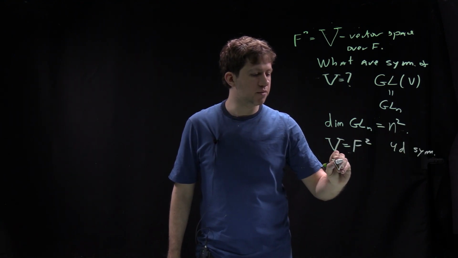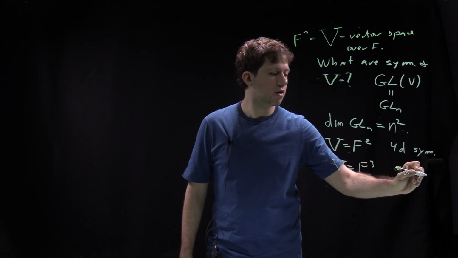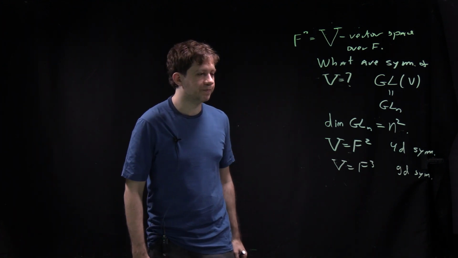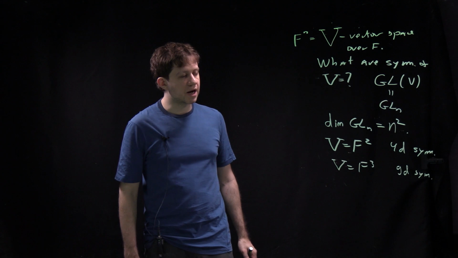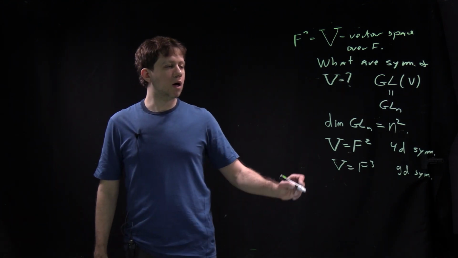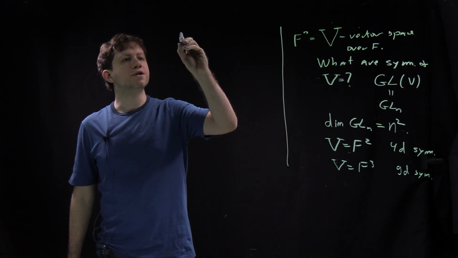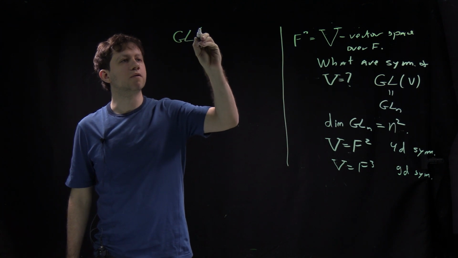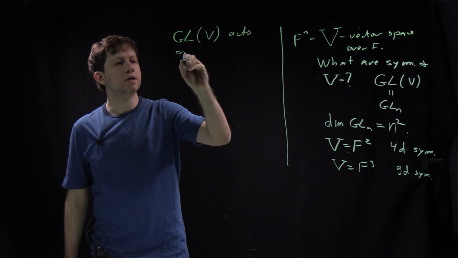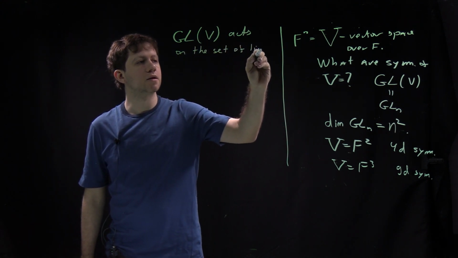And if you take V being, I don't know, space, then you have 9D symmetries. So, highly symmetric object. But on the other hand, let's look at this projective space. So, first observation is that GL of V acts on the set of lines.